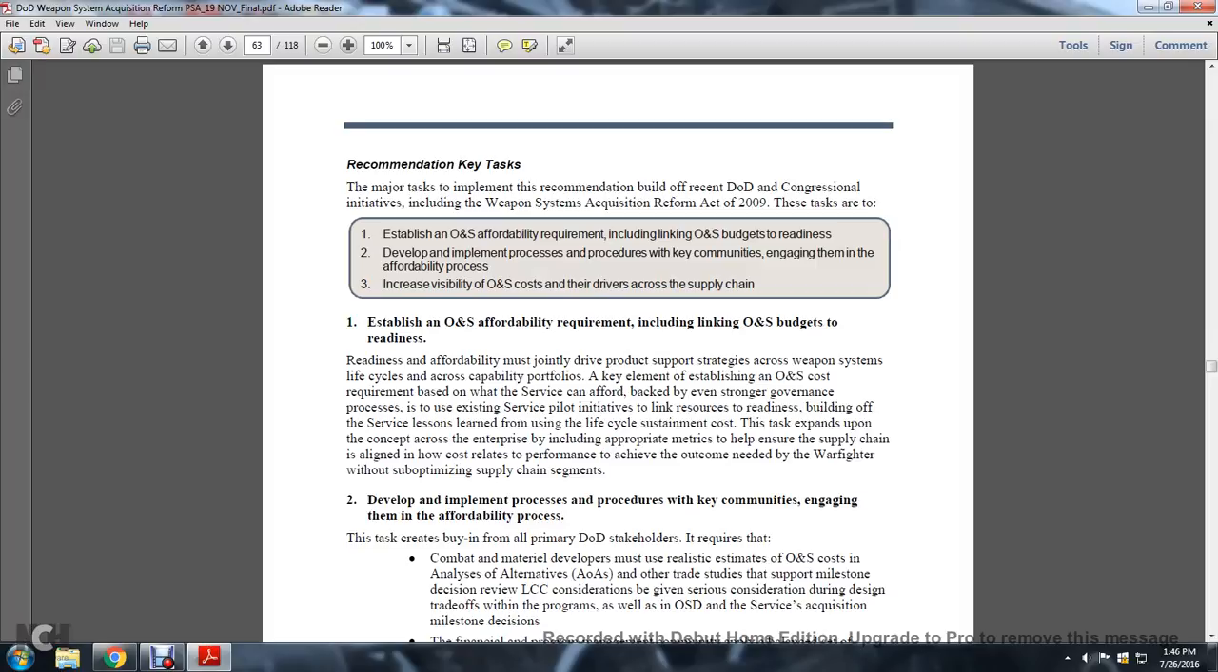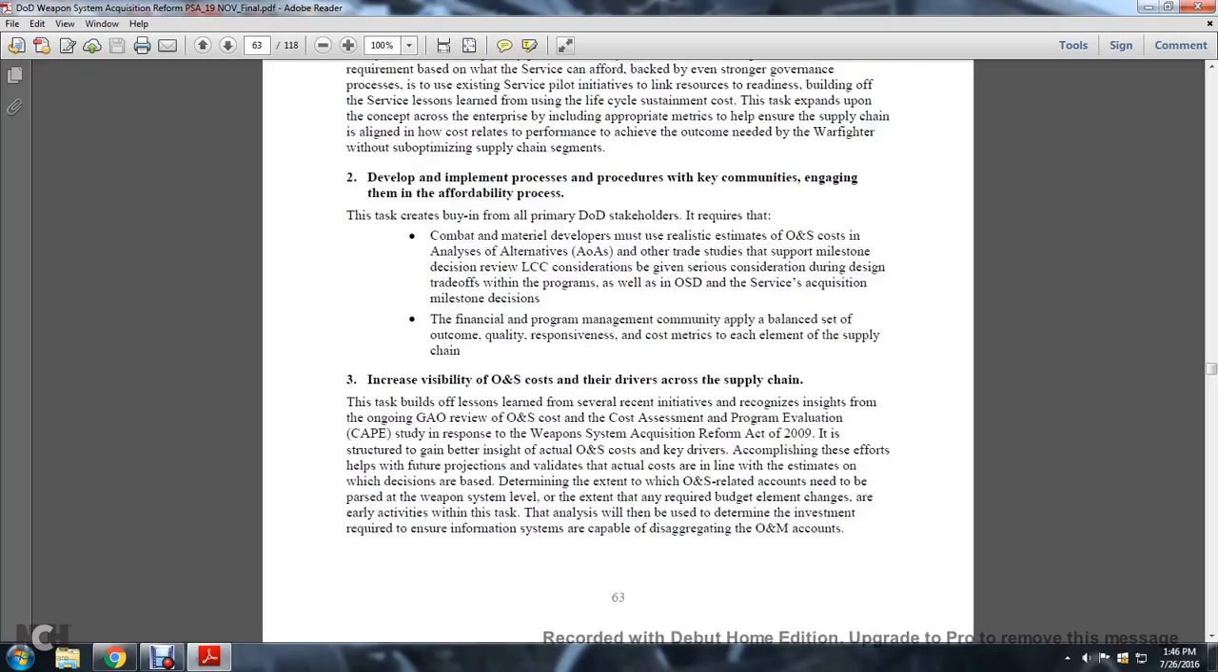A key element is establishing O&S cost requirements based on what the service can afford, and even a stronger governance process is used to expand existing service pilots linking resources to readiness, building off the services' lessons learned and using life cycle sustainment costs. This task expands upon the concept of the enterprise, including appropriate metrics to help ensure the supply chain is aligned and how cost relates to the performance and outcomes needed for the warfighter, without subsidizing the supply chain.